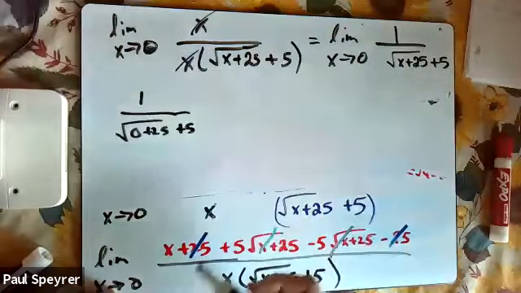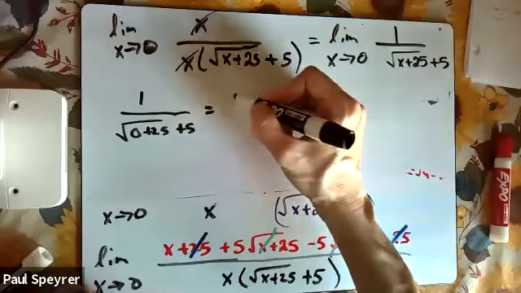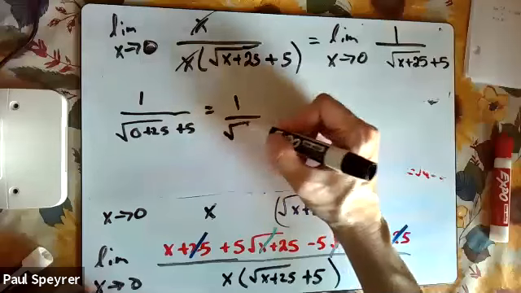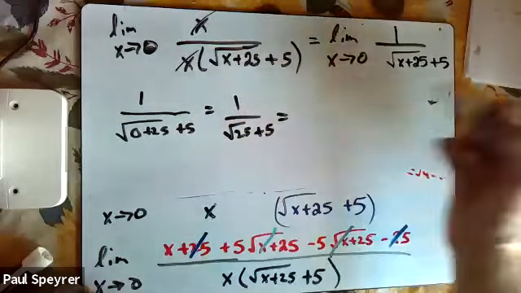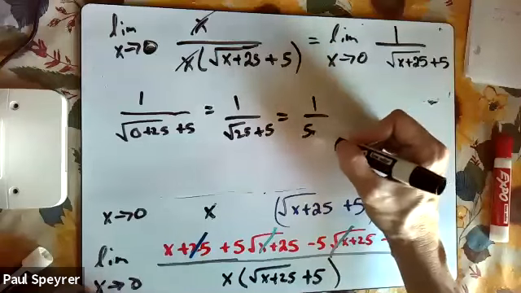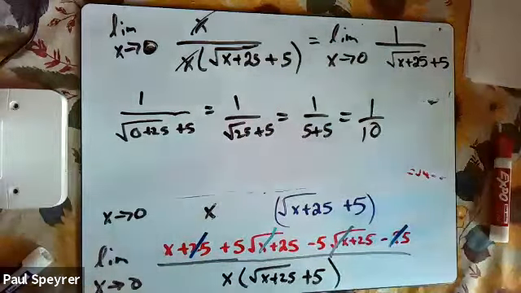All right. So now we have 1 over the square root of 0 plus 25, plus 5. If we work this out, we get 1 over the square root of 25, right? Plus 5. Well, this is nice because it's a finite number, right? This is 1 over 5 plus 5. And then you wind up with 1/10 in that case.